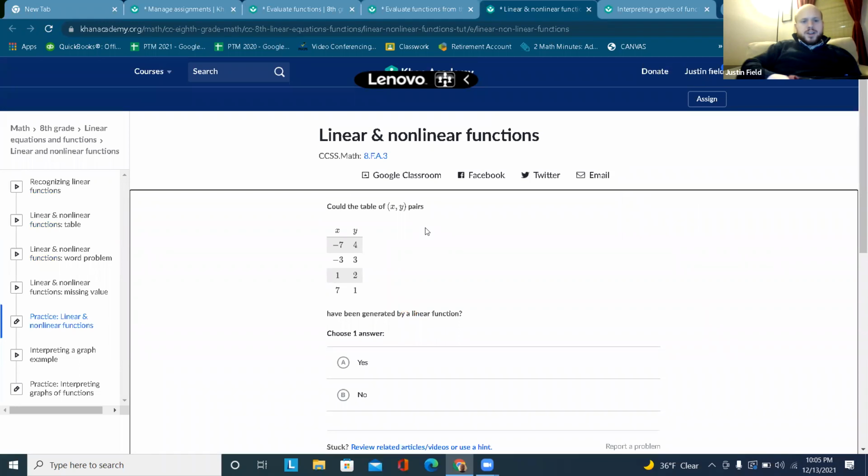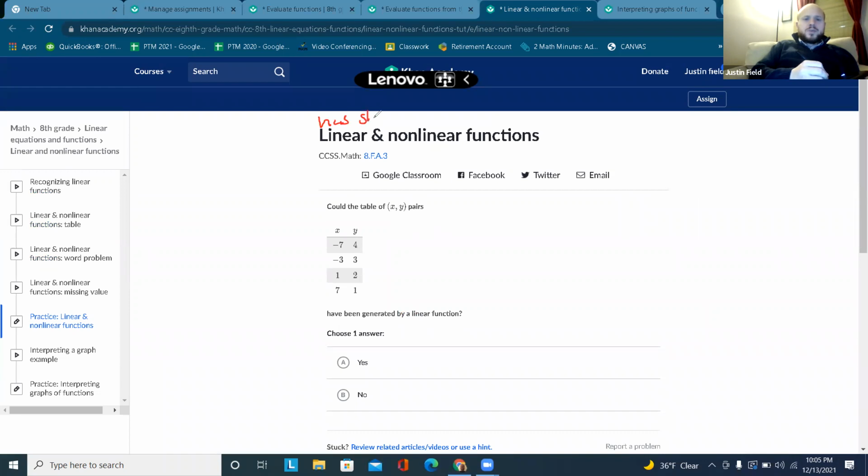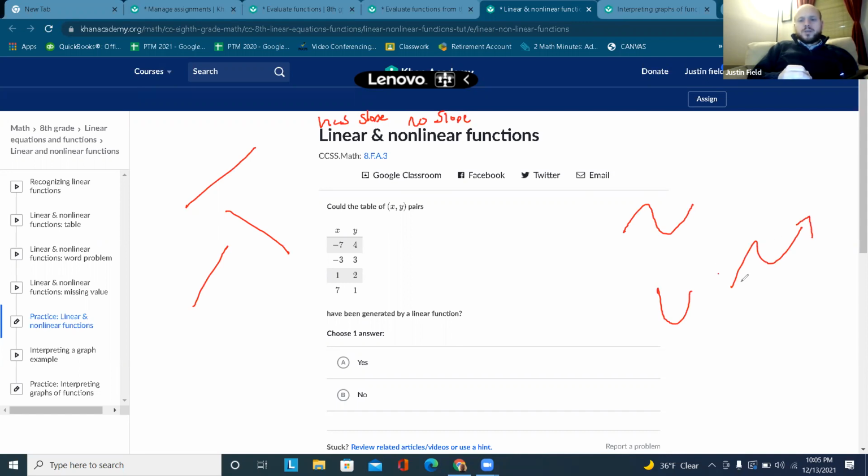Now guess what? This one is not too bad either. Linear, nonlinear. Linear has slope, and nonlinear has no constant slope. So linear is like that, straight lines. Nonlinear, curves. So that's the linear side, that's the nonlinear side.